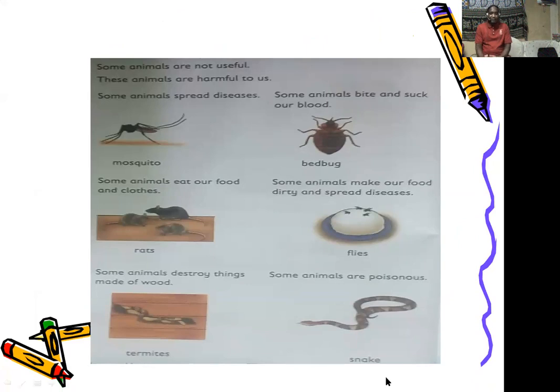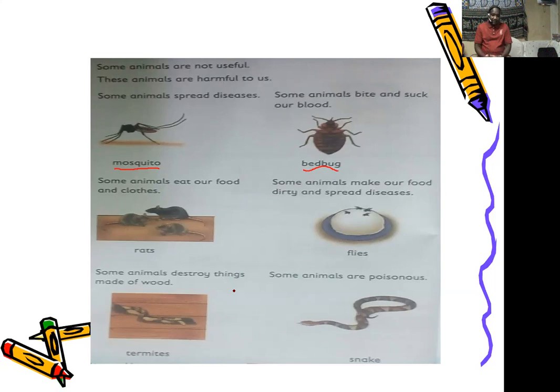Some of them spread diseases. Like if you look at the mosquito, if you are bitten by a mosquito, you suffer a disease known as malaria. And then some animals bite and they suck blood. A good example is the bed bug. The moment you switch off lights, you go to bed. Very disturbing. You can't sleep the whole night. You scratch your body all over. Why? Because that is a harmful animal. It's giving you sleepless nights.